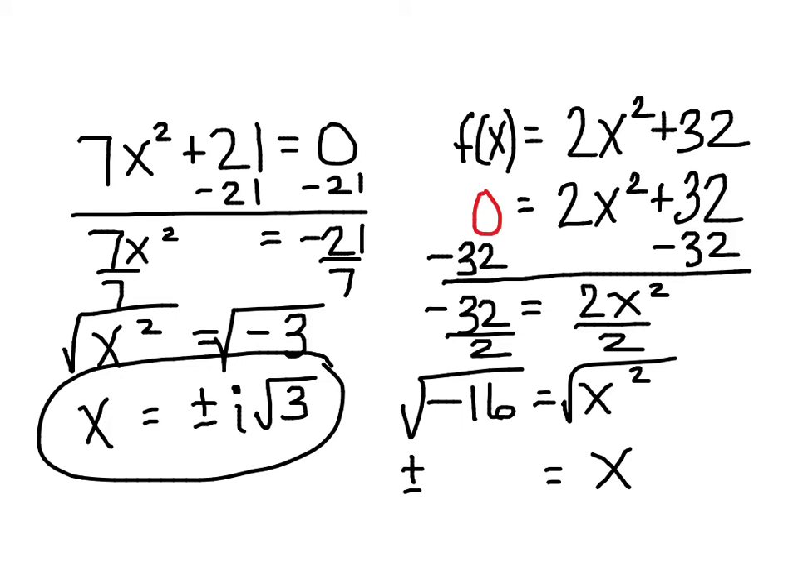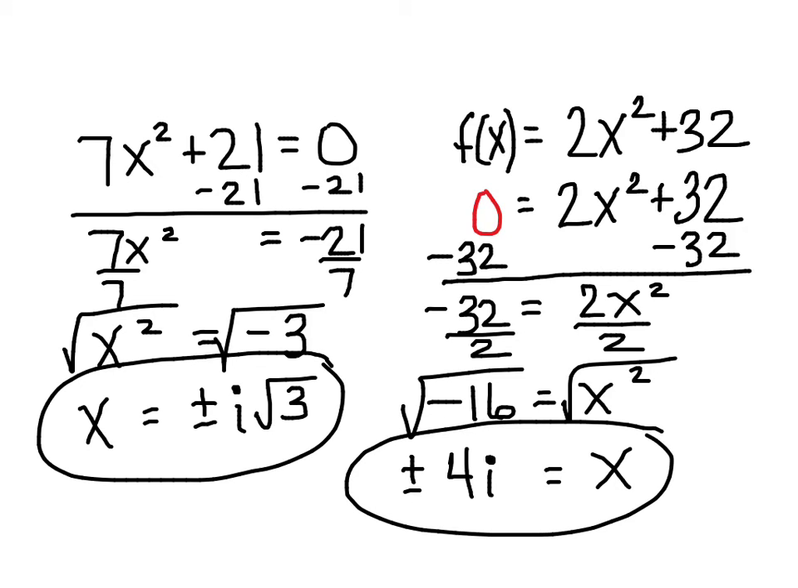What do I do when there's a negative underneath? Pull your i out. Okay, on the paper, not literally. Okay, Tyler? Just making sure. And what's the square root of 16? 4. So 4i. Okay, that's number 11.